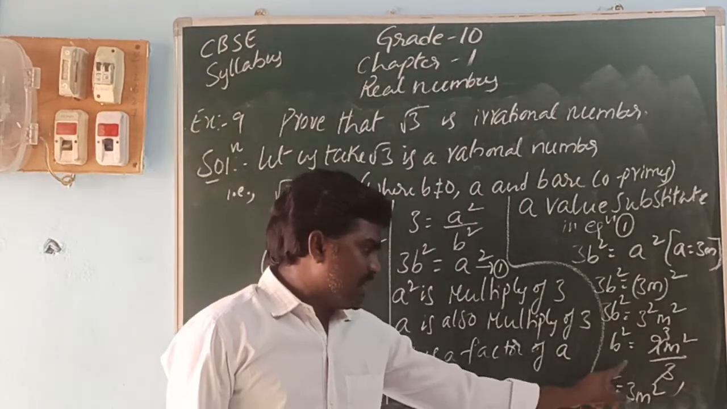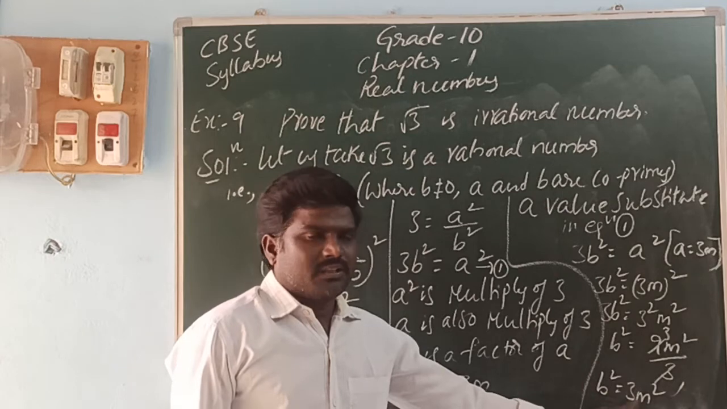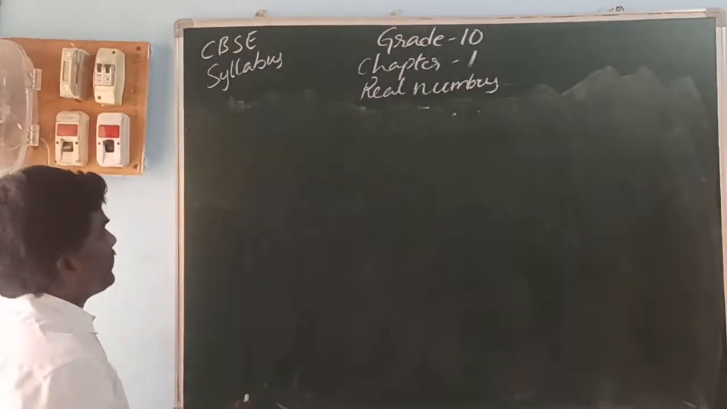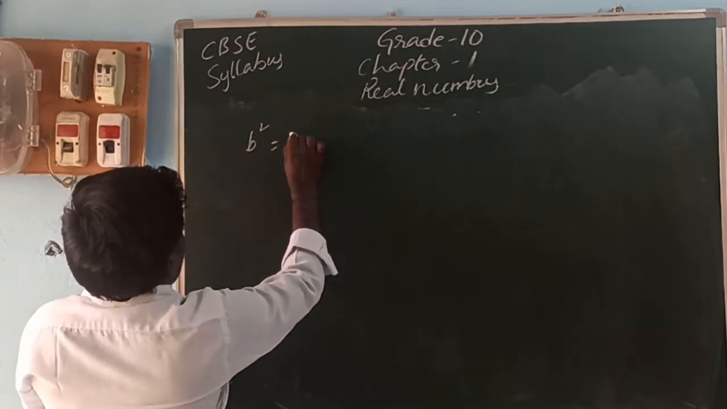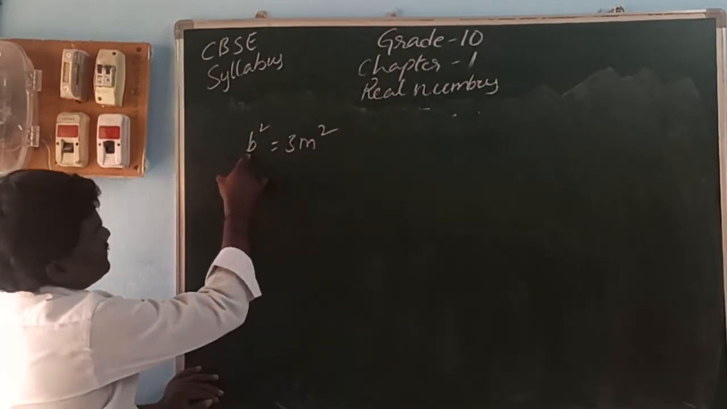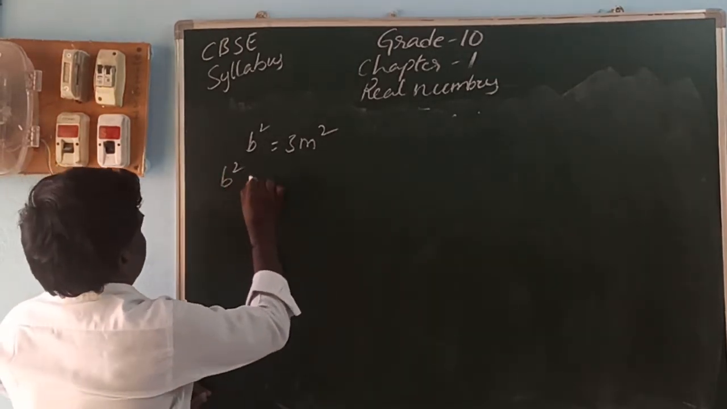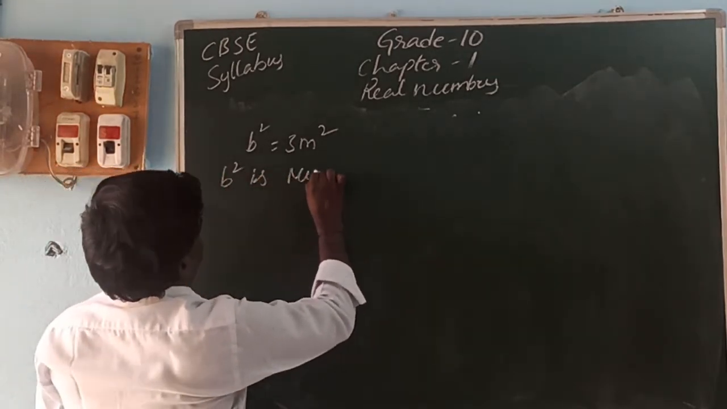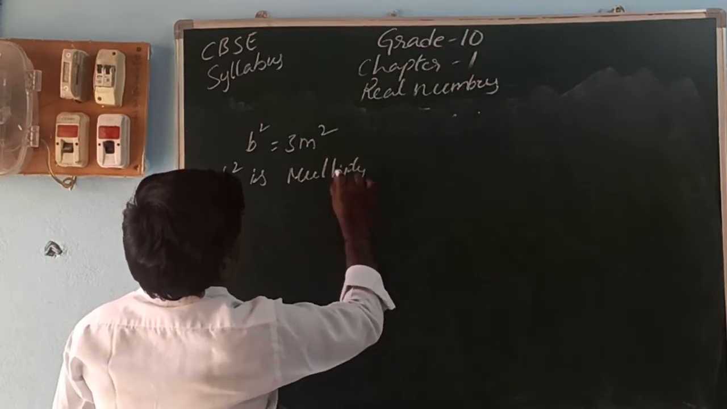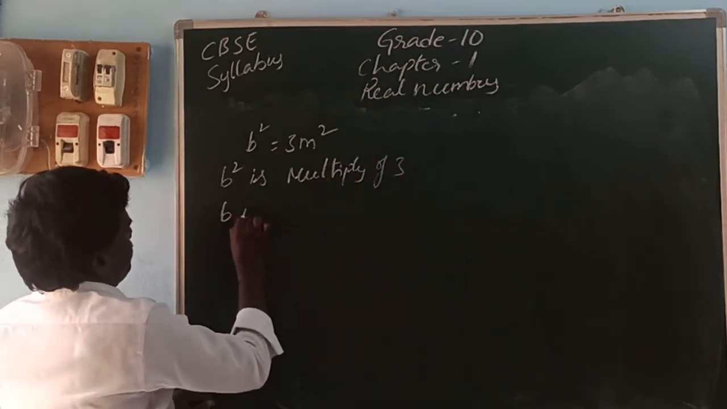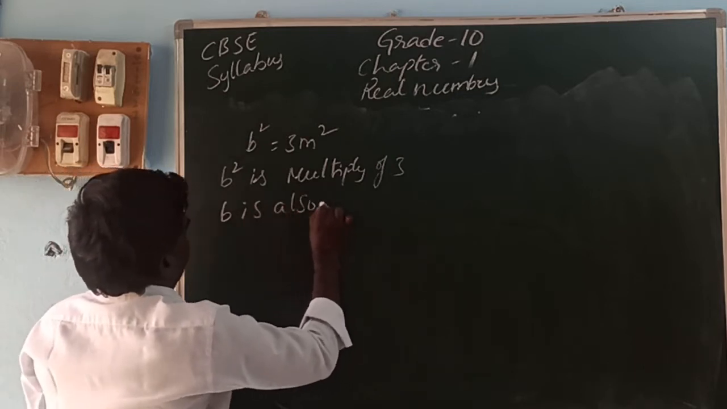That is here, b square is a multiple of 3. Then b is also a multiple of 3. B square is equal to 3m square, so b square is a multiple of 3. So here we know that b square is a multiple of 3, then b is also a multiple of 3.